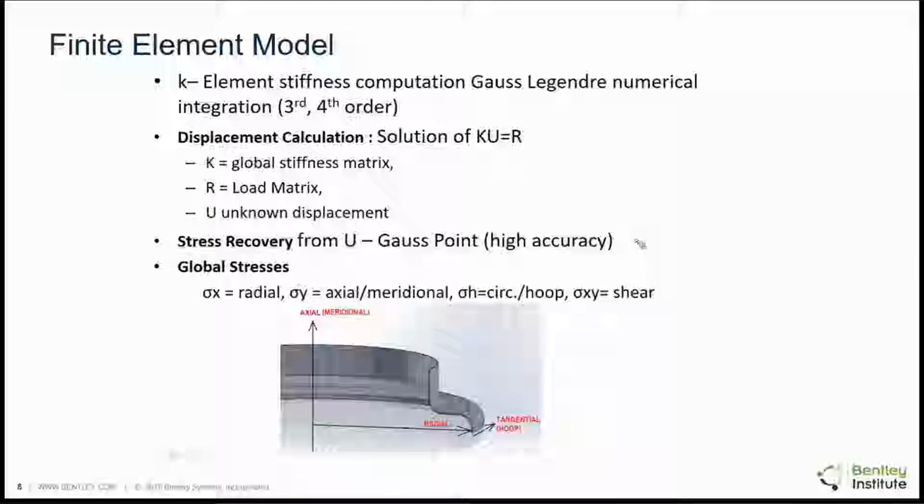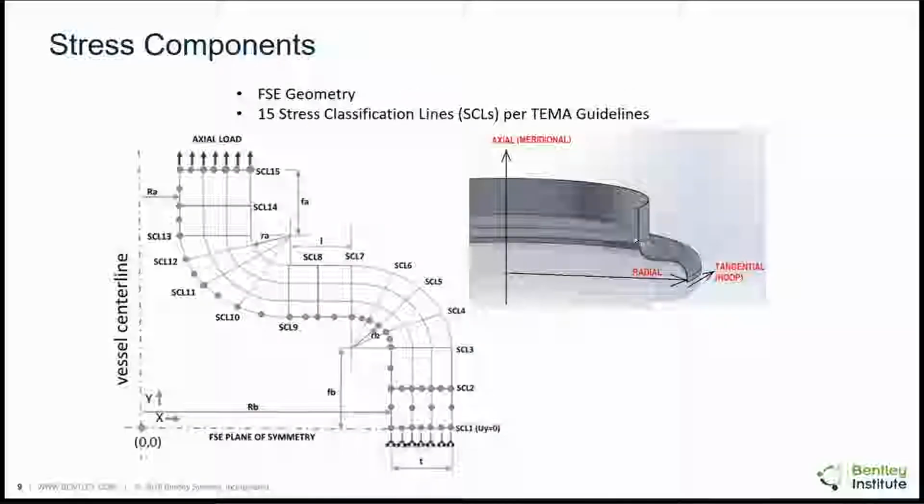So this is a 3D visualization of the half convolute, or the FSE, that we're talking about. This is basically the exact, identical profile that is proposed in TEMA 9th. Here you can see the geometry which has been meshed. This is a representational mesh.